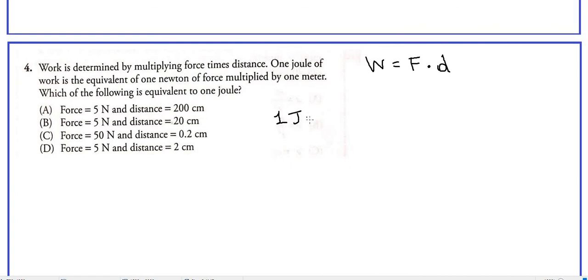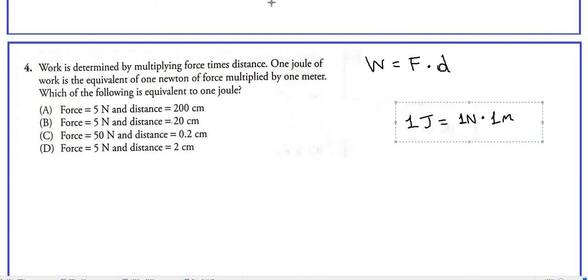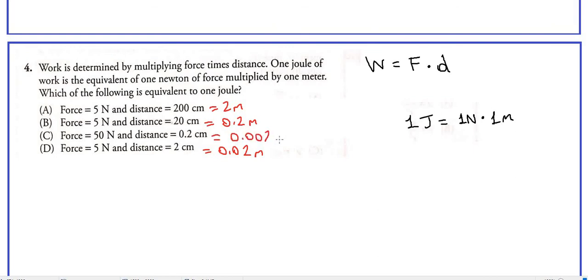1 joule by definition is 1 newton times 1 meter, which is newton times meter, and that gives you the unit of joule. Now we're going to analyze the options. Force is given in newtons everywhere, but here the distance is given in centimeters, so we're going to convert these into meters. 200 centimeters is equal to 2 meters. 20 centimeters is equal to 0.2 meters. 2 centimeters is equal to 0.02 meters. And 0.2 centimeters is equal to 0.002 meters.